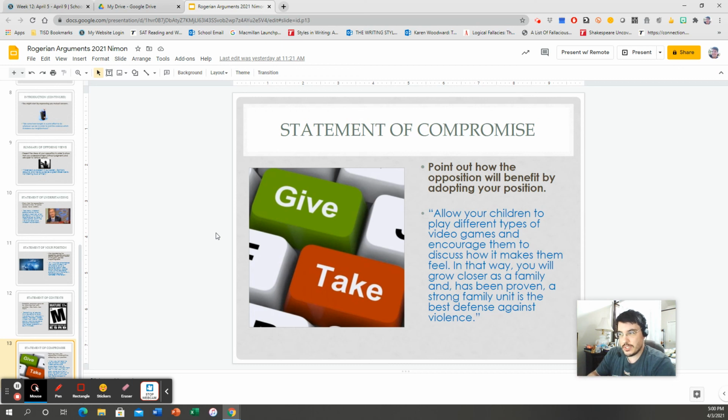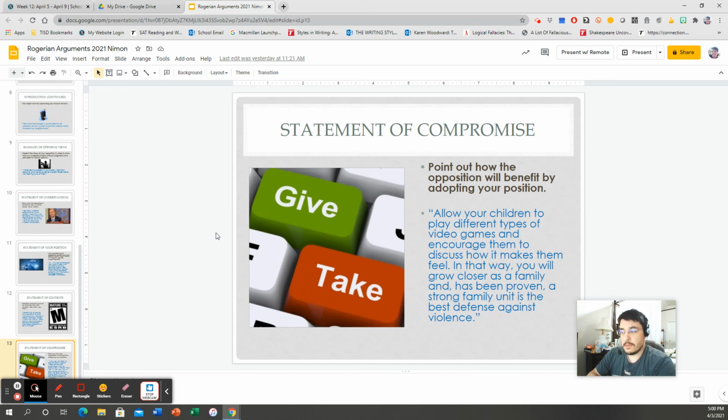And in this last step, it's up to you as the person making the argument to show them why they would benefit from finding this common ground with you. Where can they get something out of this? Where can you get something out of this? It's not all about you, it's about us. So here's how we can both benefit from taking these small steps towards the middle with each other. And that is a Rogerian argument.